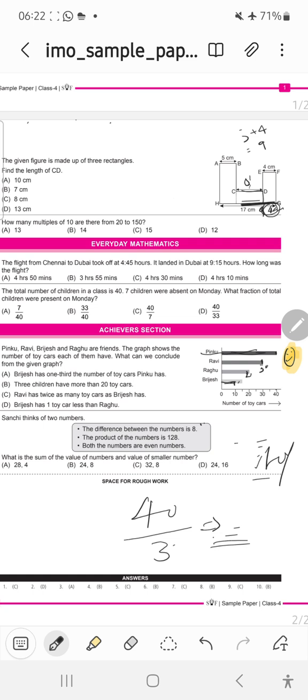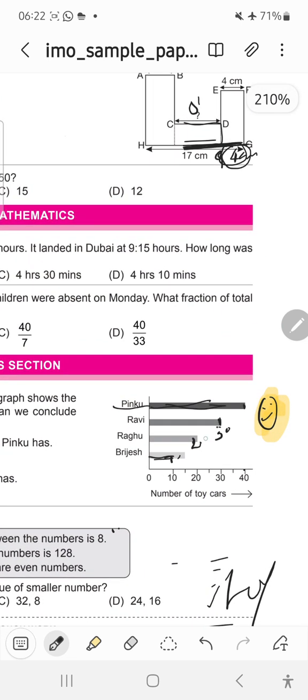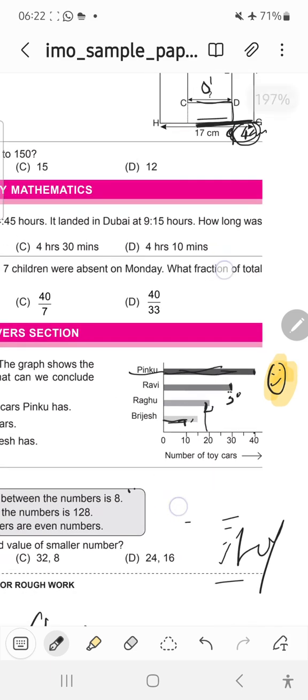3 children have more than 20 cars. Not 3 children, I think. Okay, the data is around that. I think 2 children.